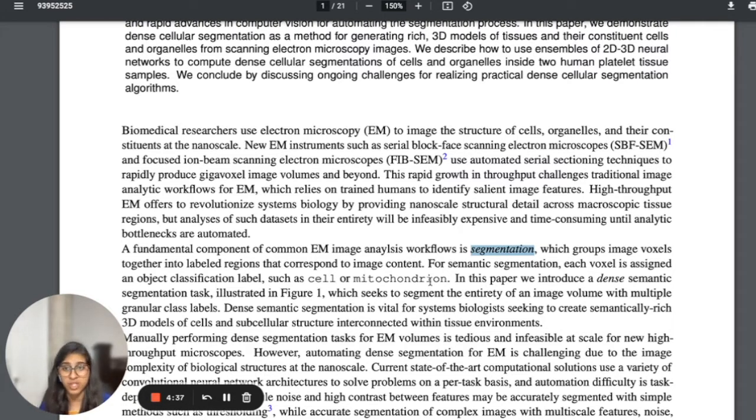So here we're introducing a dense semantic segmentation task, which is trying to segment the entirety of the image volume of those human platelet tissue samples with many class labels. To be specific, it's 7.